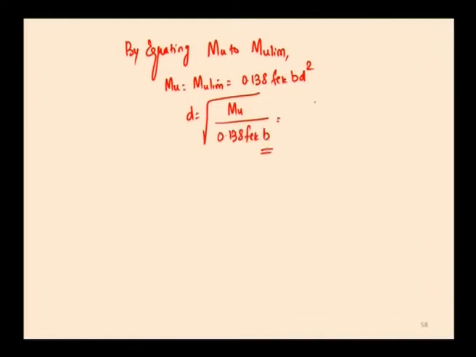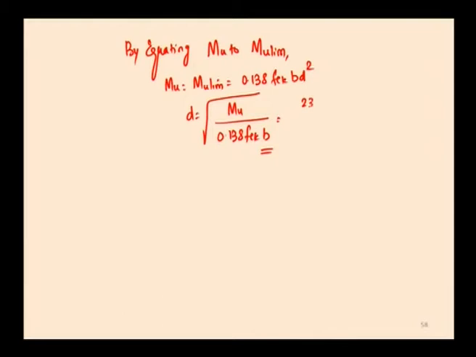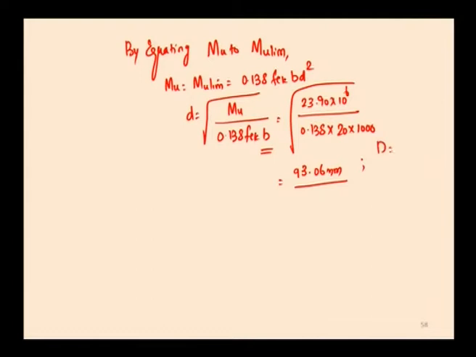So, here B is 1000, 1 meter, and Mu is 23.90 into 10 to the power 6 divided by 0.138 into 20 into 1000, square root of it, which is equal to 93.06 millimeter. So, we have adopted D equal to 150 mm, and small d equal to 150 mm minus 15 minus 8 by 2, that is equal to 131 millimeter, which is correct.